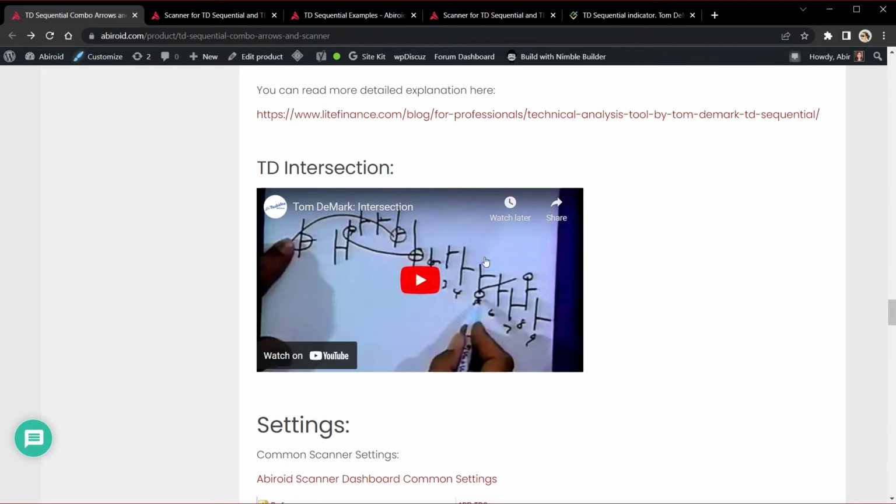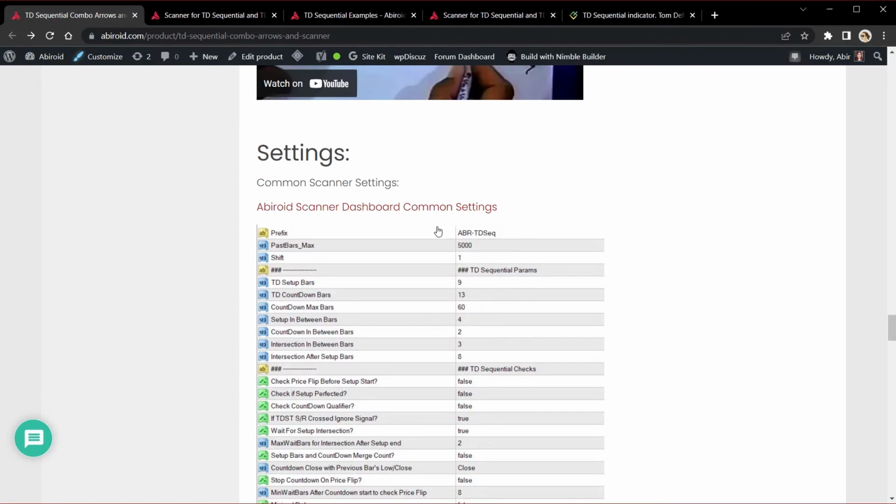Here is a very good video by Demark. This explains exactly what the intersection actually is. There is a whole series of videos about TD sequential, so you can check them out. They are by Demark. And finally, we have all the common dashboard settings. You can find them on this link.